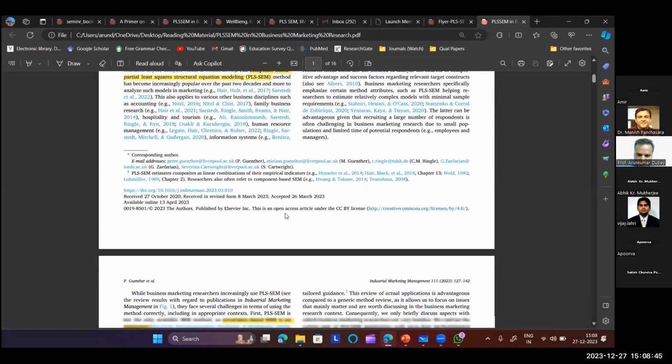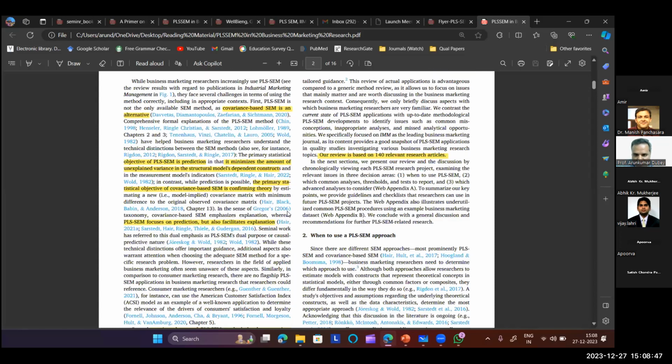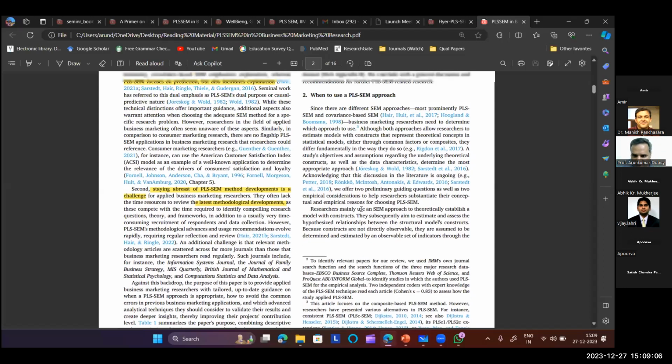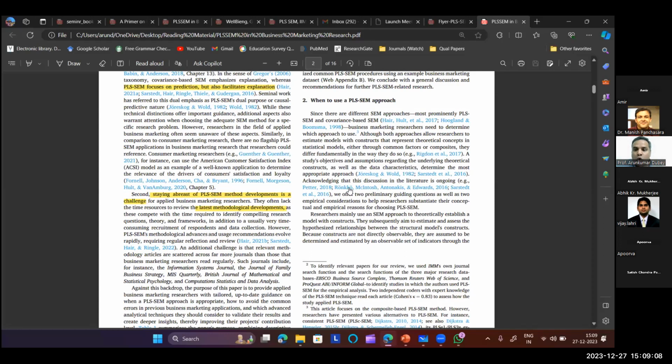If you read this paper, it talks about when to use a PLS-SEM approach. Let me read a couple of lines for you. Since there are different SEM approaches, most prominently PLS-SEM and covariance-based SEM, business marketing researchers need to determine which approach to use. And here you can see the names Rönkkö and Evermann.